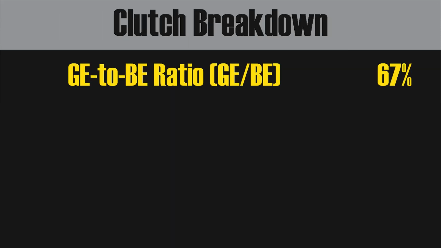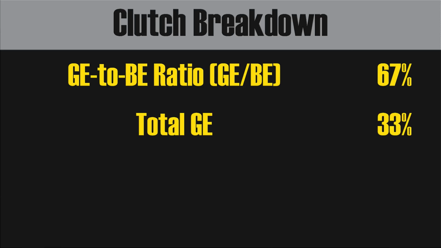For clutch, 67% comes from the goose egg to broken egg ratio. We'll explain that further in a minute. The other 33% comes from the total number of goose eggs. That's done so that if there are 2 pitchers with the same goose egg to broken egg ratio, but one has had more opportunities than the other, then the one with more opportunities is going to get a boost over the one who didn't have as many.